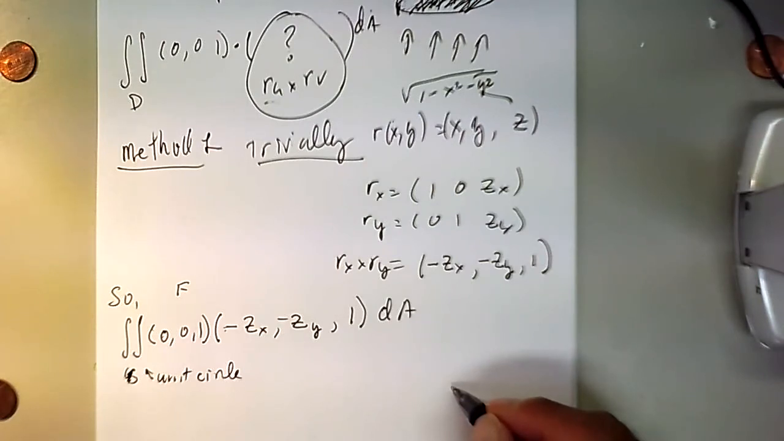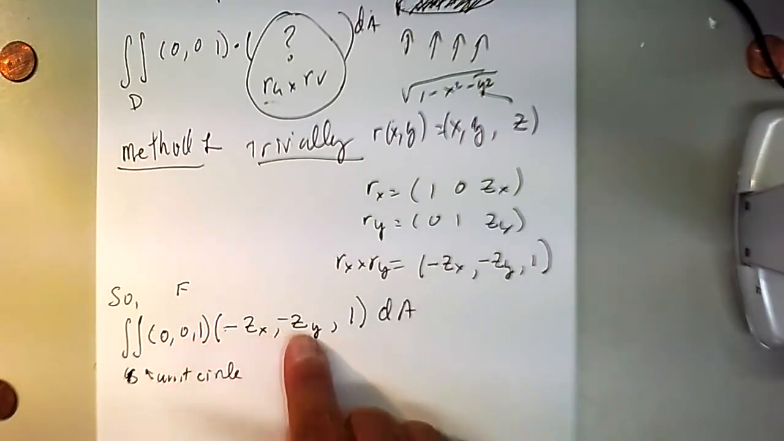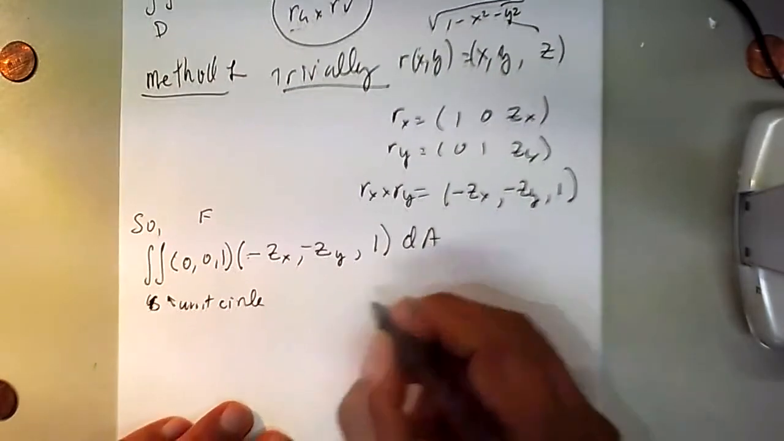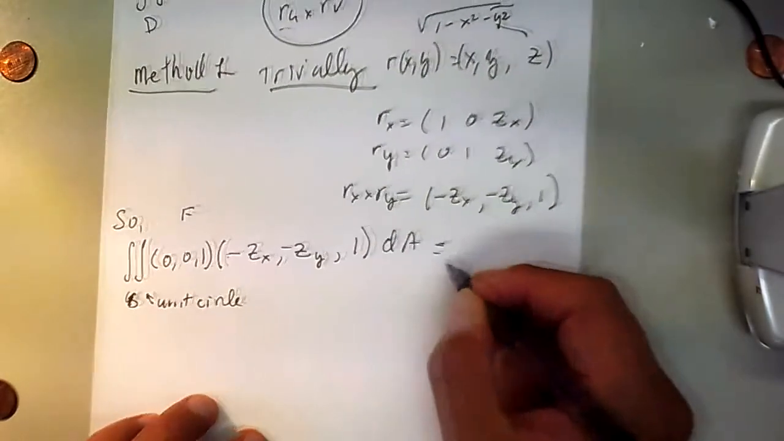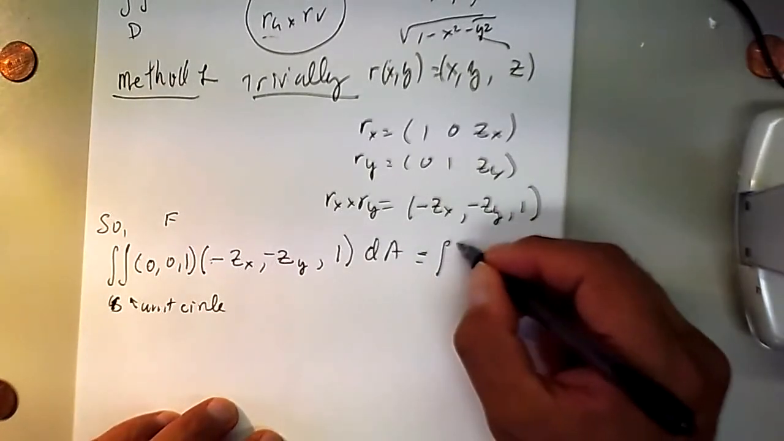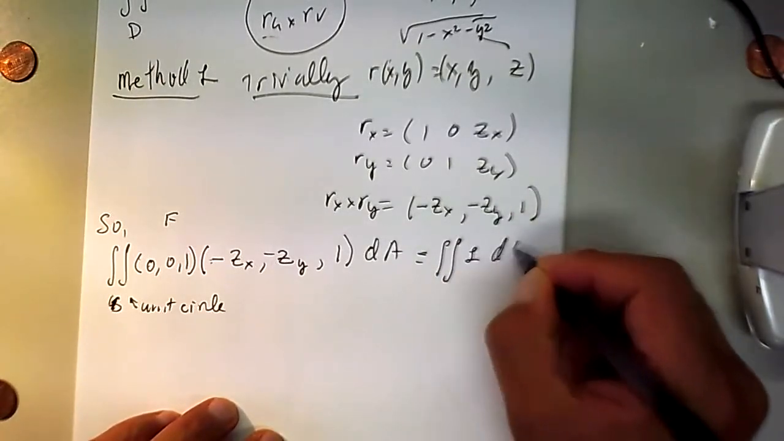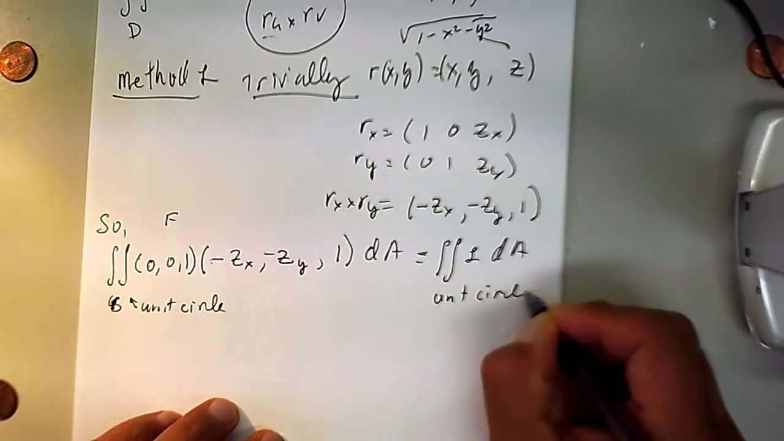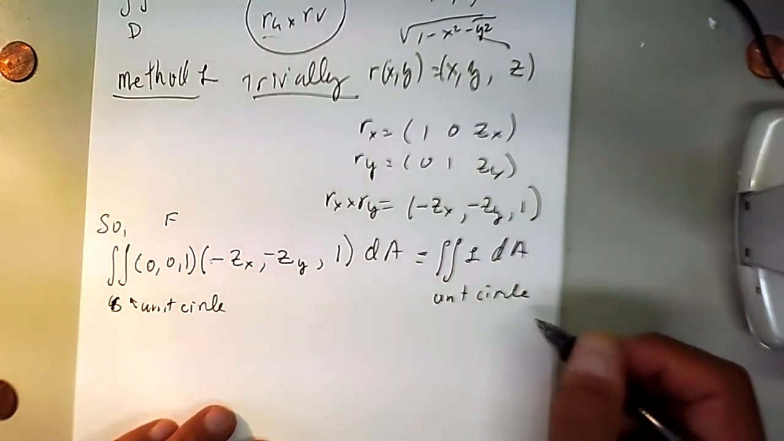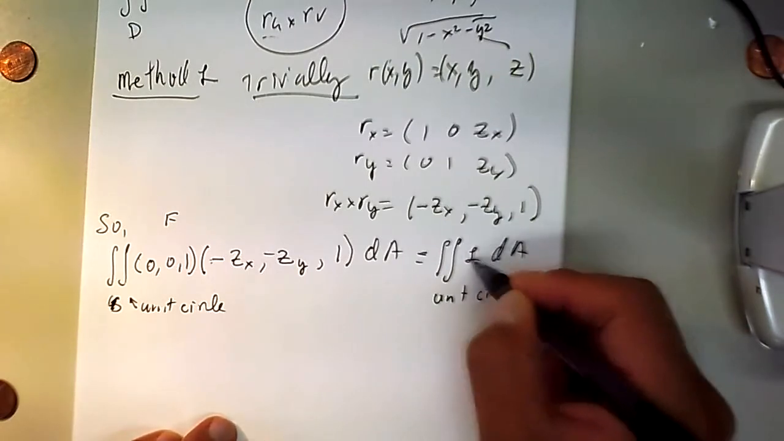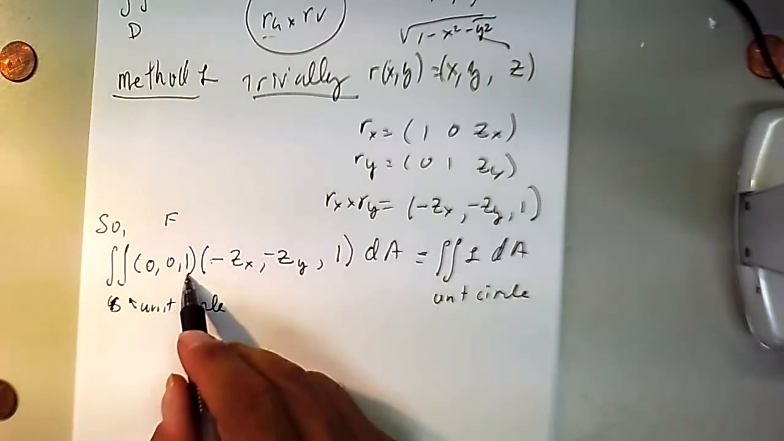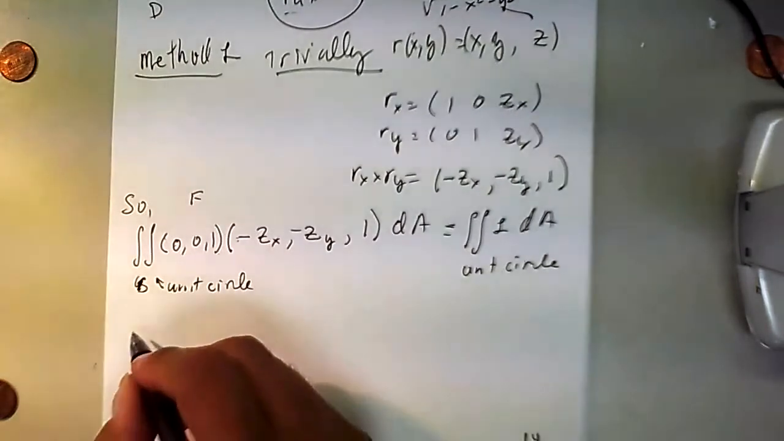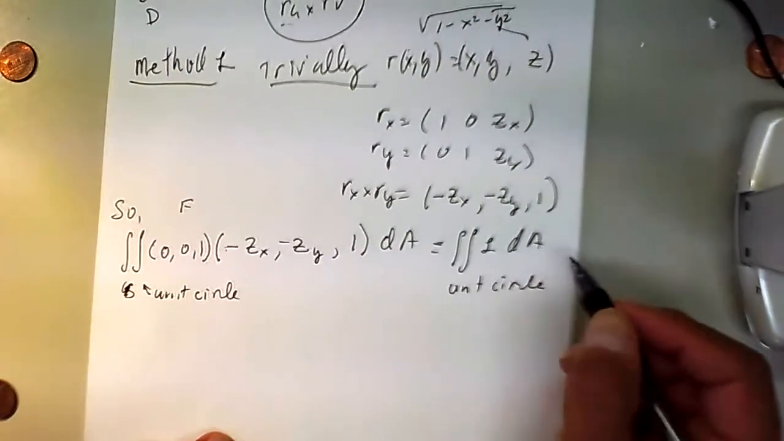Huh. Well, the dot product of those two is just going to give us 1. Boy, that's interesting. So we're integrating area over the unit circle. Well, the area of the unit circle is pi. And we know we're doing the area because we're just integrating 1. And the reason why it is 1 is because we got the dot product of this with that. So the answer is pi.